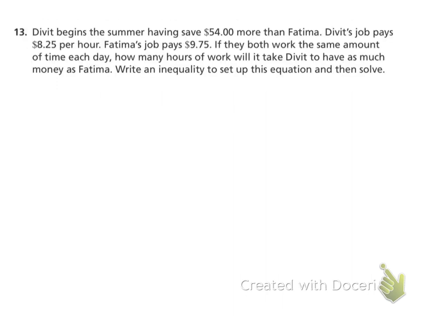All right, last right here. DeVitt begins the summer having saved $54 more than Fatima. DeVitt's job pays $8.25 per hour. Fatima's job pays $9.75 per hour. If they both work the same amount of time each day, how many hours of work will it take DeVitt to have as much money as Fatima? So DeVitt is 8.25x plus the 54 he's saved. Fatima is 9.75x. Set up our inequality.